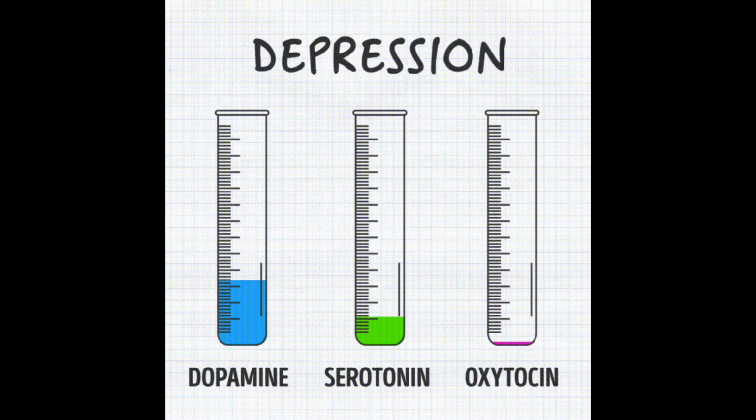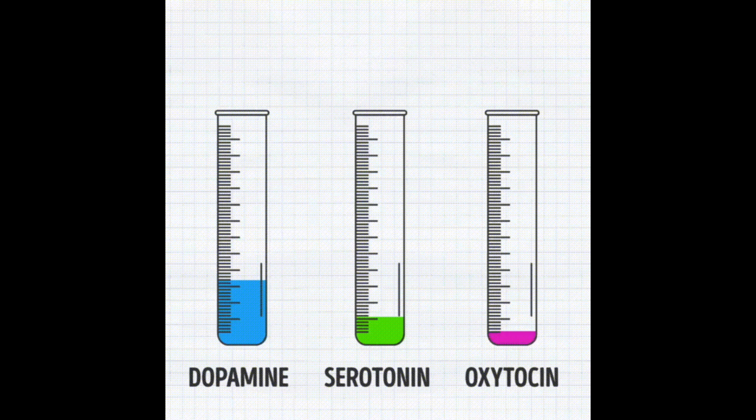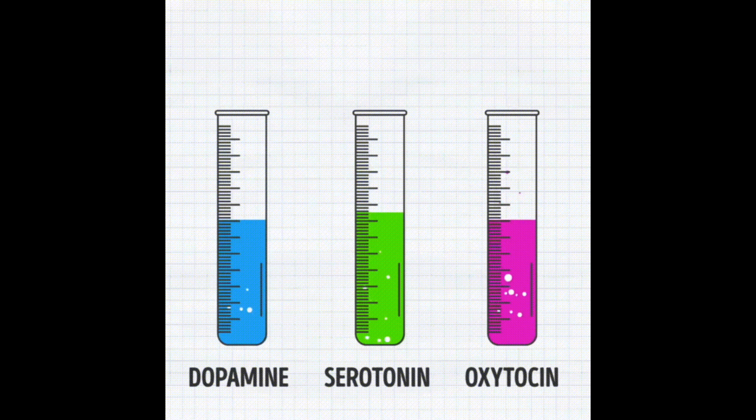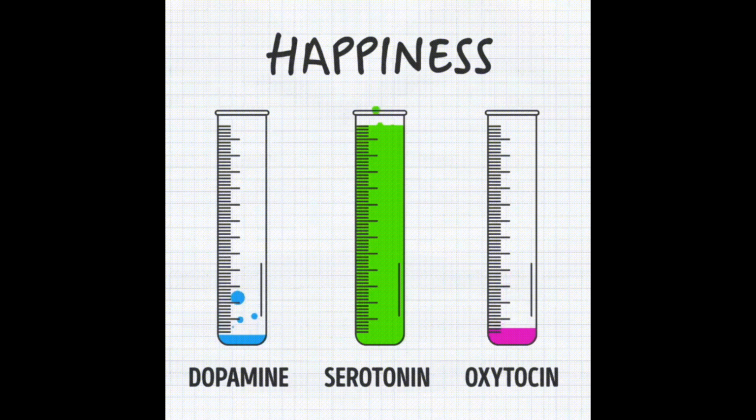These are the hormones dopamine, serotonin, and oxytocin. When anxiety levels are high, serotonin and dopamine may be depressed. In love, dopamine, serotonin, and oxytocin levels are increased.